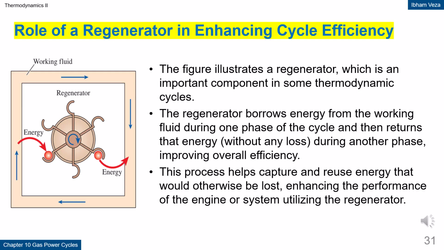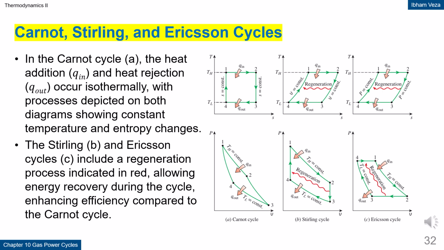This concept is very important in Stirling, Ericsson, and regenerative Brayton cycles. Comparing Carnot, Stirling, and Ericsson cycles with TS and PV diagrams. This figure compares 3 important cycles using TS and PV diagrams.